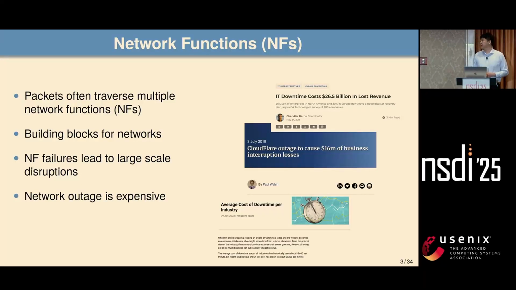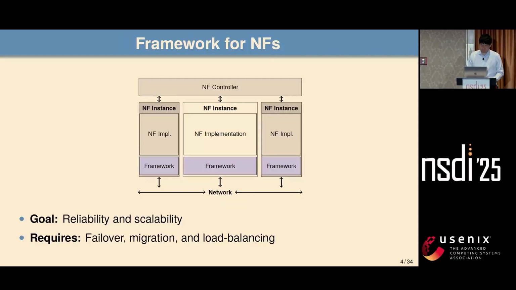Packets often traverse different network functions for processing. Network functions, or NFs, are the basic building block for networks. The failure of an NF often leads to large-scale service outages, and because of that, it makes the failure of an NF expensive. Network functions are widely used in networks. To improve their reliability and scalability, we need a framework to provide failover, migration, and load balancing.